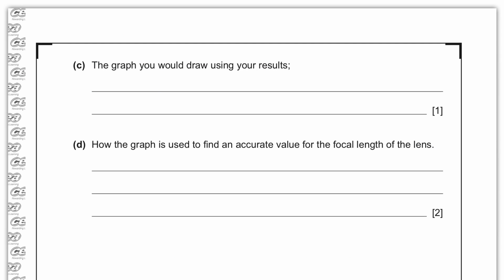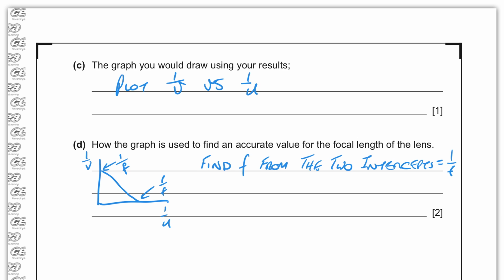So what graph would you plot? Well, the standard graph for this is to plot 1 over V versus 1 over U. So that graph should yield a straight line with a negative gradient, and both of those intercepts should be an example of value for 1 over F. So you can get both of them and take the mean of those.